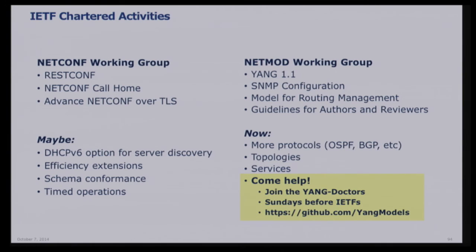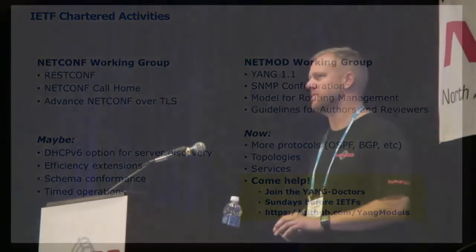Schema conformance is something that comes over from SNMP. It's another way of describing exactly how you implement certain Yang modules and what your inheritance tree looks like. Timed operations: you might want to say, here is what I'm going to put in the candidate, and you should trigger this at my maintenance window, which is 1 a.m. local time.